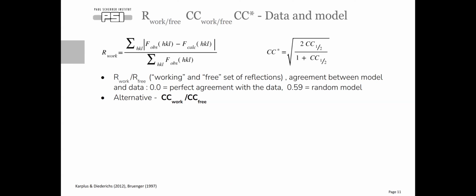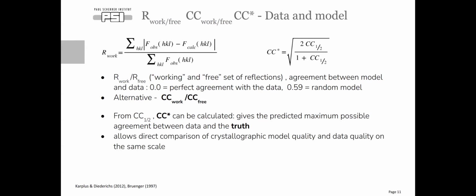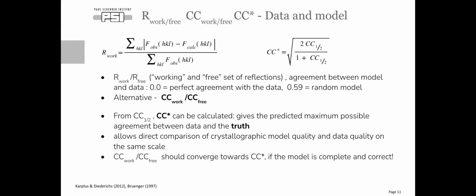I'm telling this because there's another quantity called CC star, which can be derived from CC half, which tells us the predicted maximum possible agreement between data and the truth. So it's kind of a theoretical value that tells us how good our data actually are or can be. And this allows us to directly compare data and model quality by using CC work and CC free, because these should converge towards CC star if the model is complete. If you want to have more details on that, just have a look at the paper from Karplus and Diederichs in 2012.